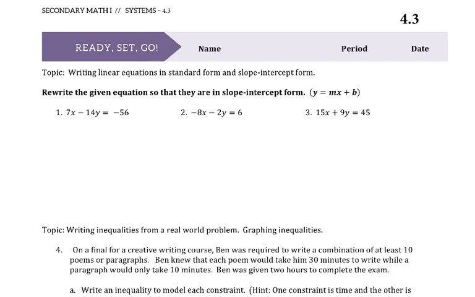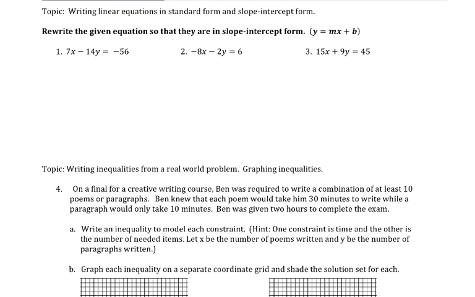Here we are, Systems 4.3. So, first thing we're going to do is write linear equations in standard form and slope-intercept form. So we want to rewrite the given equation so that they're in slope-intercept form, which means the y is by itself. So to do that, I've got to get rid of this 7x. So I'm going to subtract it because it's a positive 7x.